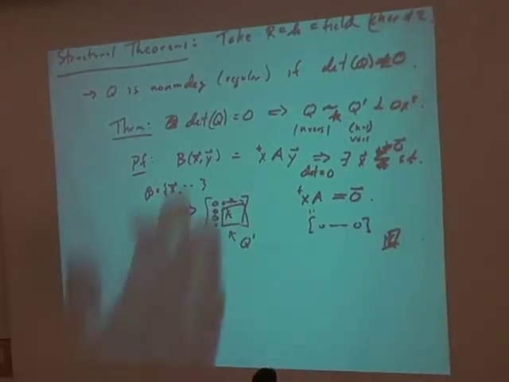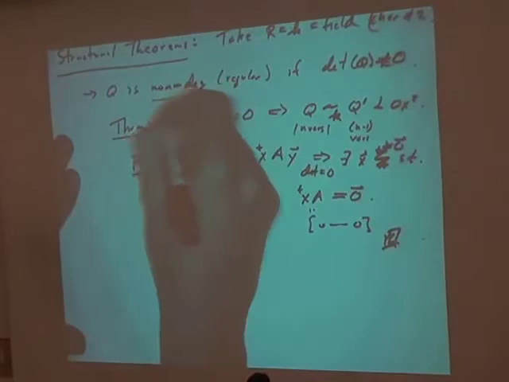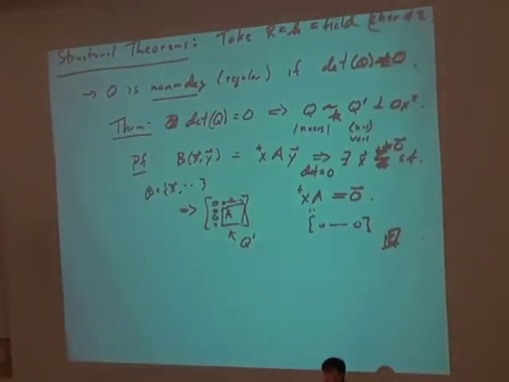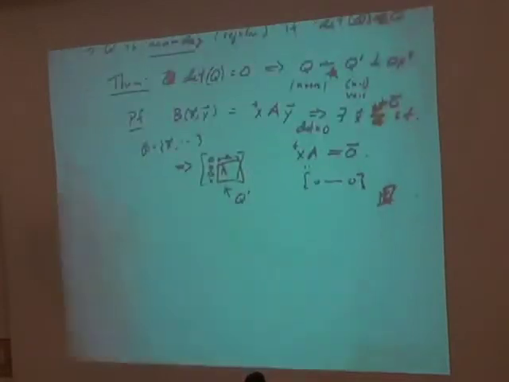So in general, we'll think about a quadratic form being non-degenerate because we can continue to do this process until the quadratic form is not degenerate. Okay. So that's the first thing.